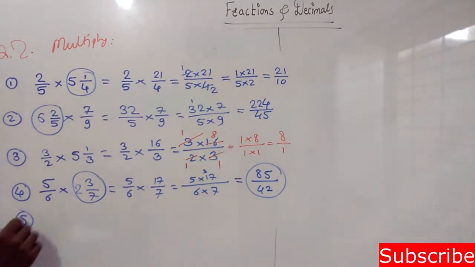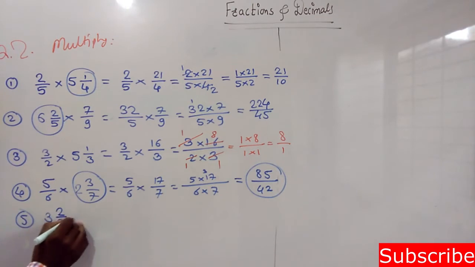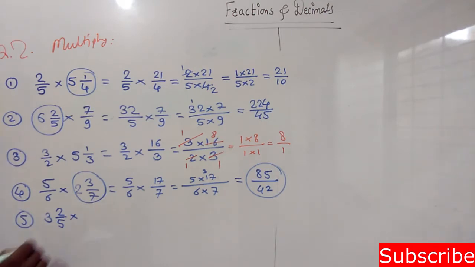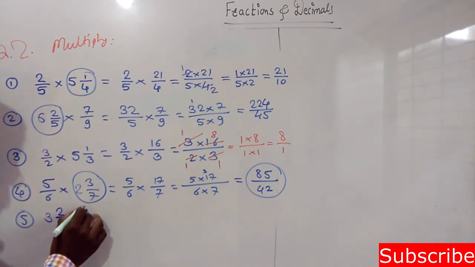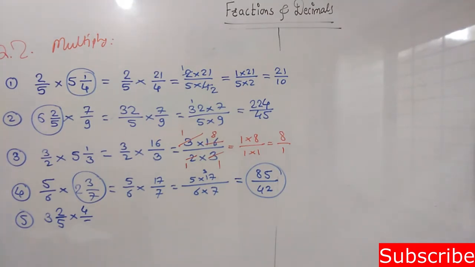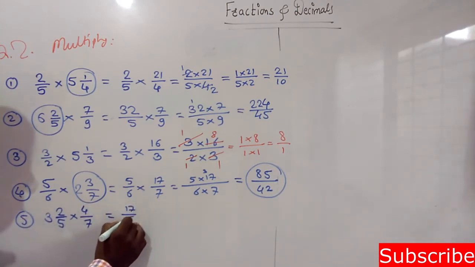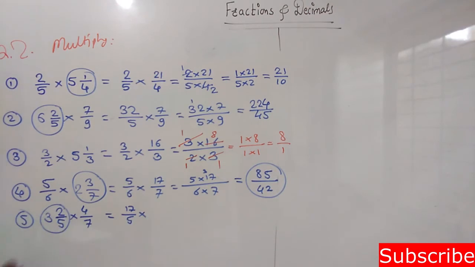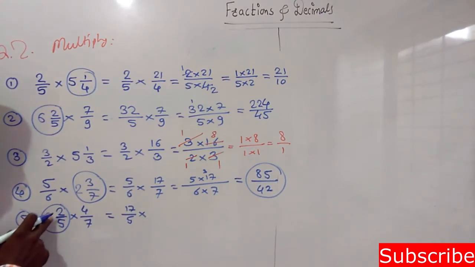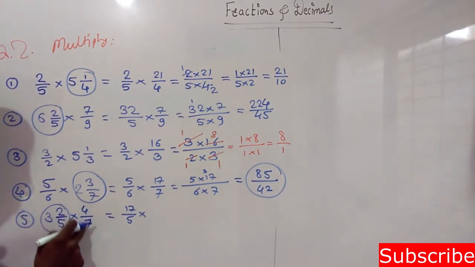3 whole and 2 by 5 into 4 by 7. So it is equal to 5 3s are 15, 15 plus 2 17, 17 by 5 into 4 by 7. You know the procedure, how to convert this into an improper fraction. Okay, so 5 3s are 15, 15 plus 2 17, 17 by 5 into 4 by 7 is there.